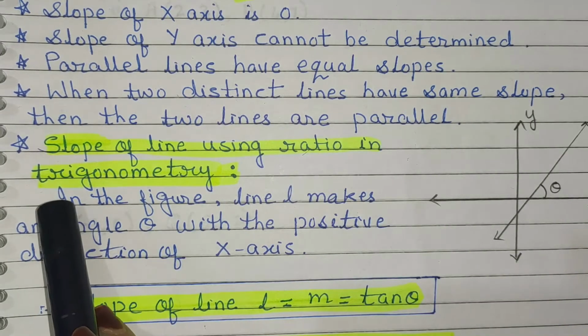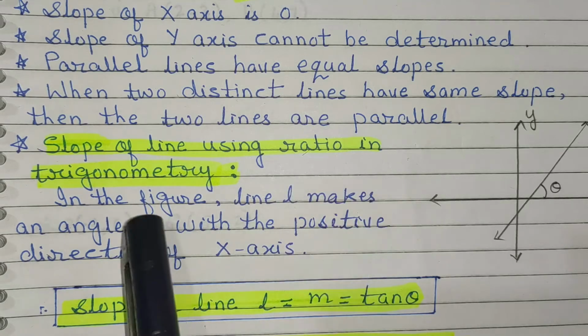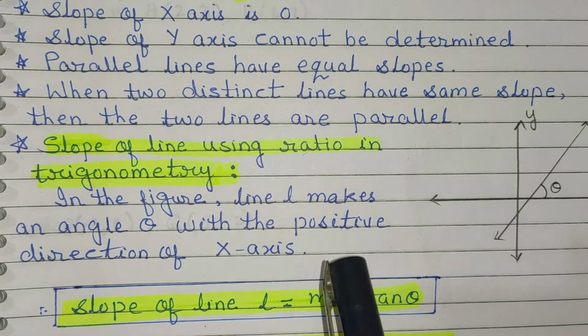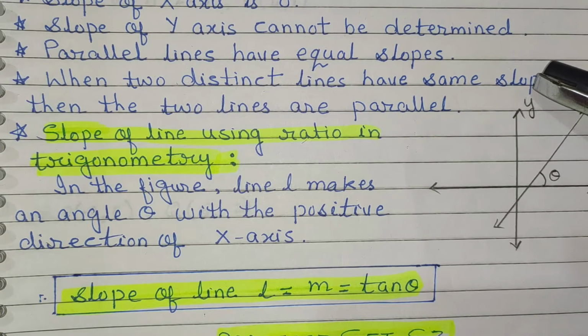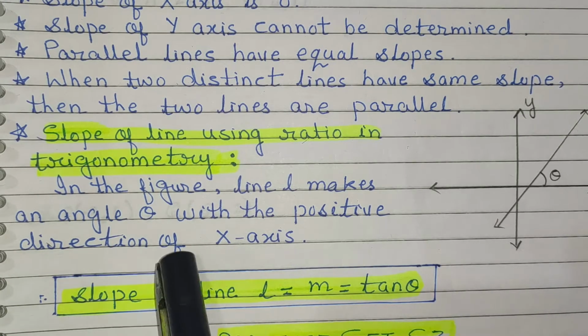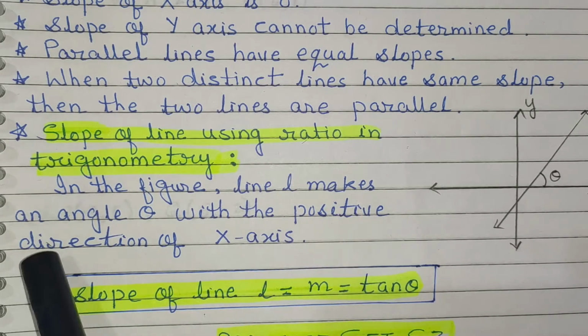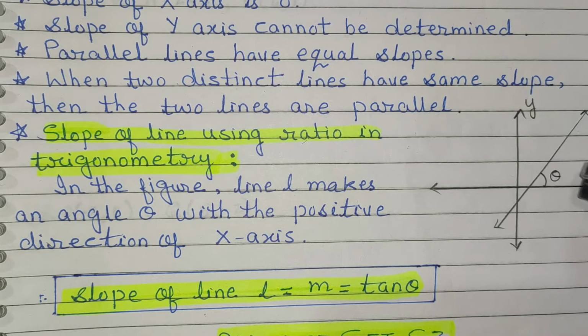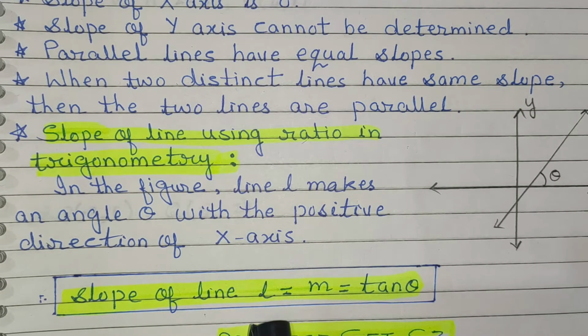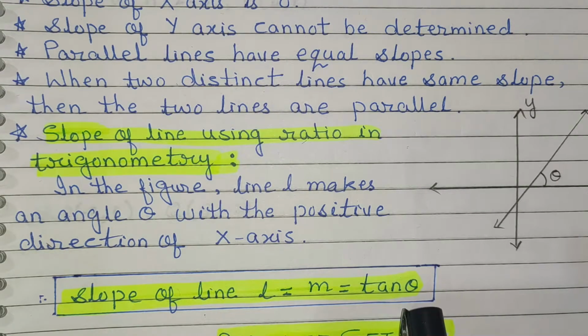Now next topic is slope of line using ratio in trigonometry. Look here, x-axis and y-axis is given. In the figure, line L makes an angle theta with the positive direction of x-axis. Therefore, slope of line L is M is equal to tan theta.